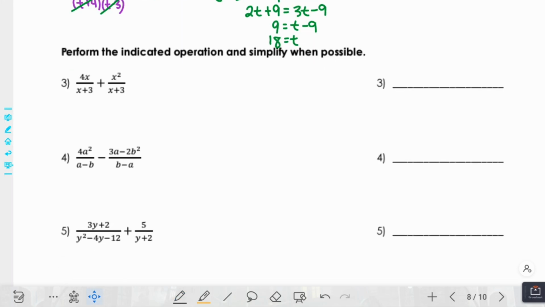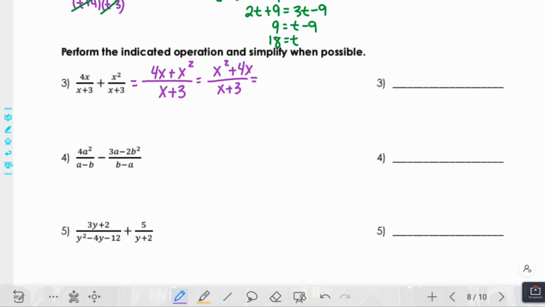When you are adding and you have common denominators, you don't have a ton of work that you have to do. For here, if you have common denominators, just go ahead and leave the denominator the same and then add your numerator. Now in this one, when I add my numerator, I can't really simplify that. I can rearrange terms in descending order. So that gives me x squared plus 4x over x plus 3.